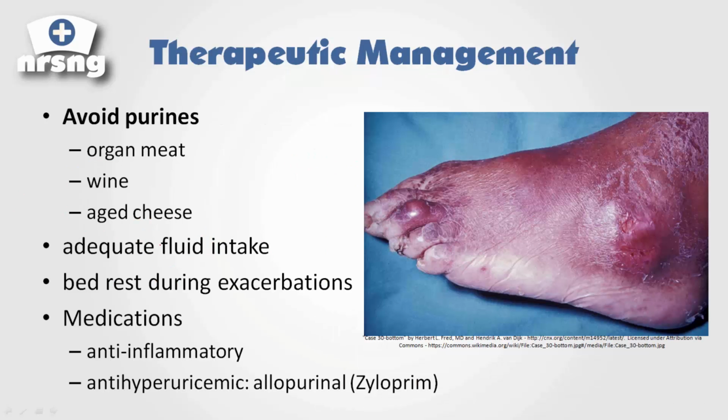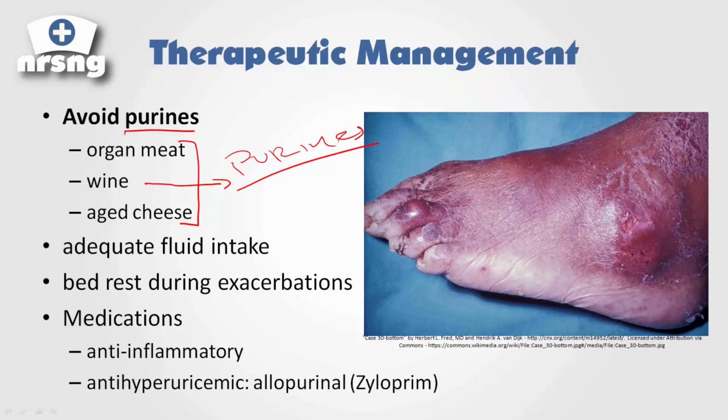So what do we do for our patient? Well, first thing we need to do is, of course, avoid purines, right? Purines can be found in organ meat, wine, and aged cheese. Now, most of us probably aren't going to take in so much of this that it's going to lead to the problem, unless you had a really bad exam and you decide to take a little bit too much wine or whatever. But if you take too much organ meat, too much aged cheese or wine, these are foods that contain purines, and so that would lead to the increase in uric acid, okay?